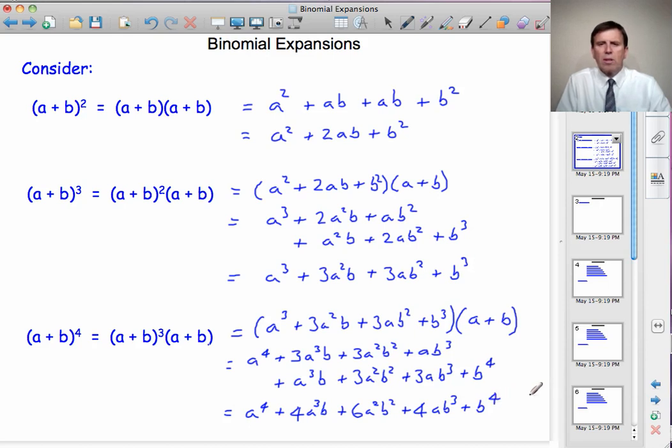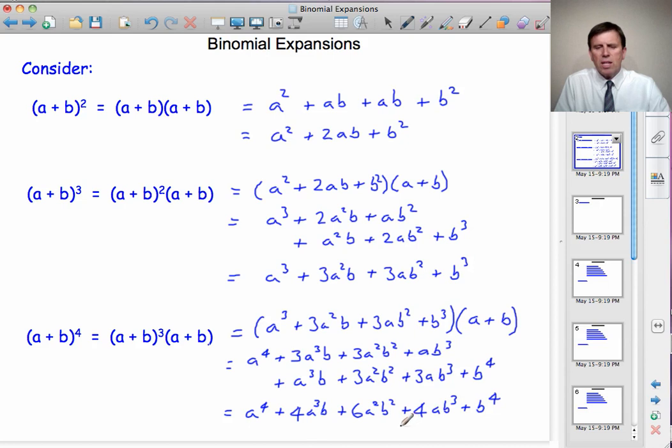Now let's have a look at how many of each term we have in each expansion. Here we see that I've got 1a squared, 2ab's and 1b squared. When we're looking at the cubes, I've got 1a cubed, 3a squared b, 3ab squared and 1b cubed. And on this bottom line I've got 1, 4, 6, 4, 1. They're what are called the coefficients of the binomial terms. Coefficient means how many you have.